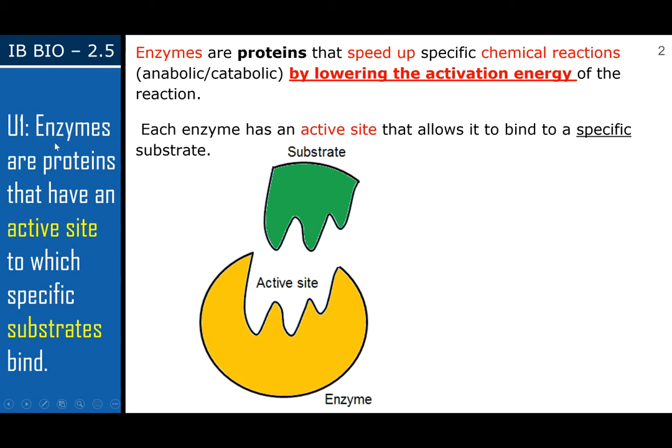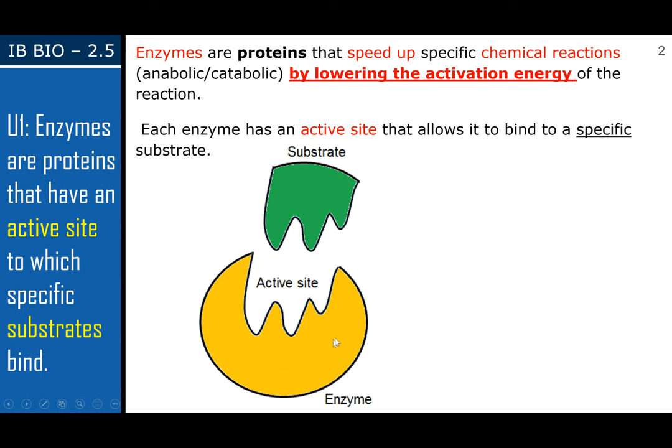So, understanding number 1, enzymes are proteins that have an active site to which specific substrates bind. Okay, so enzymes, right? They're proteins, and their job is to catalyze reactions. That is, to speed up specific chemical reactions, whether they're anabolic or catabolic, by lowering activation energy of the reaction. Each enzyme has an active site that allows it to bind to a specific substrate.